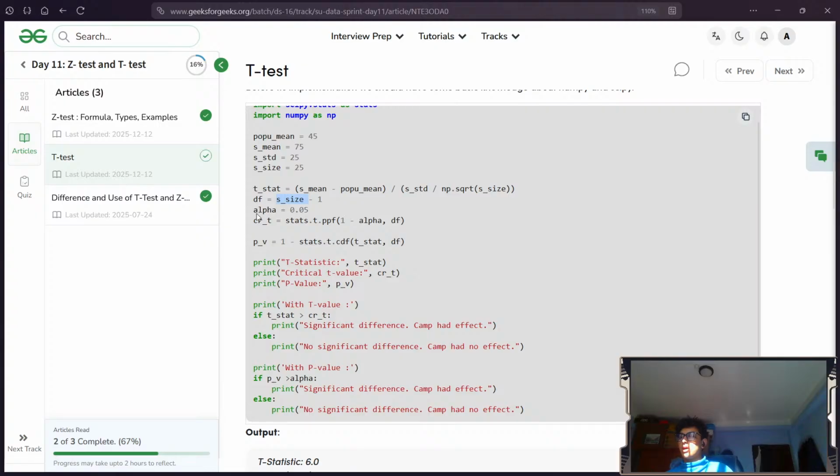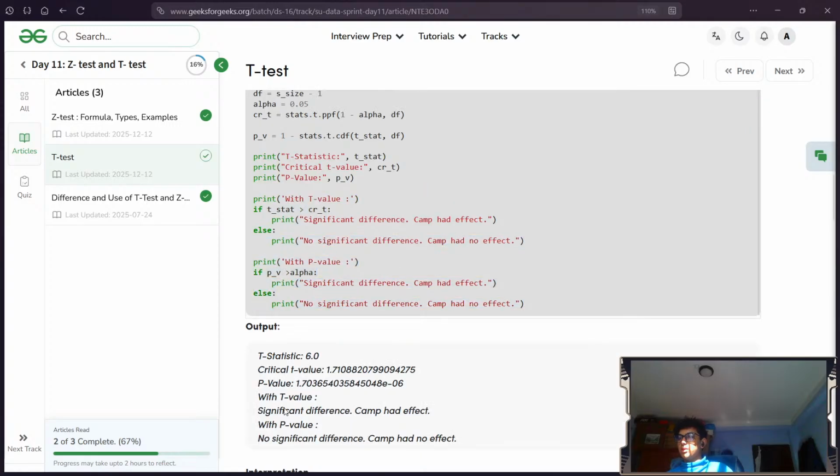Okay, and alpha is 0.05, critical value is 1 minus alpha with degree of freedom, that gives the critical value. And p value, what is p value? P value is given by 1 minus stats CDF with degree of freedom. And with t value we will calculate like this, and with p value we will calculate like this. Both will be significant difference, camp had effect. With p value no significant difference, camp had no effect.